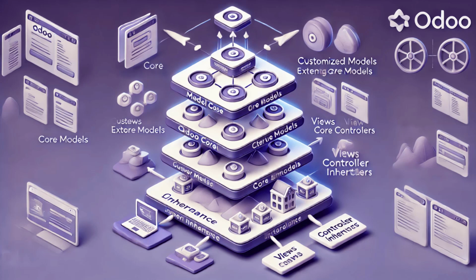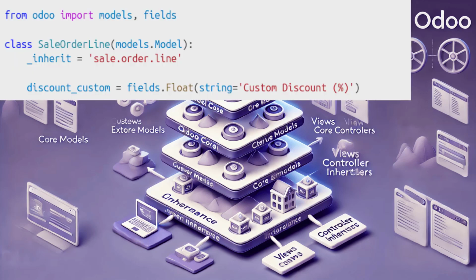This is one example: adding a custom discount field to the sale.order.line model. So first, as you can see, from odoo import models, fields, and then class SaleOrderLine. We are inheriting sale order line, and then we are adding a new field, discount_custom, fields.Float, string is Custom Discount. Here the _inherit attribute indicates that we are extending the sale.order.line model. We added a new field, discount_custom, to include additional functionality without altering the core model.